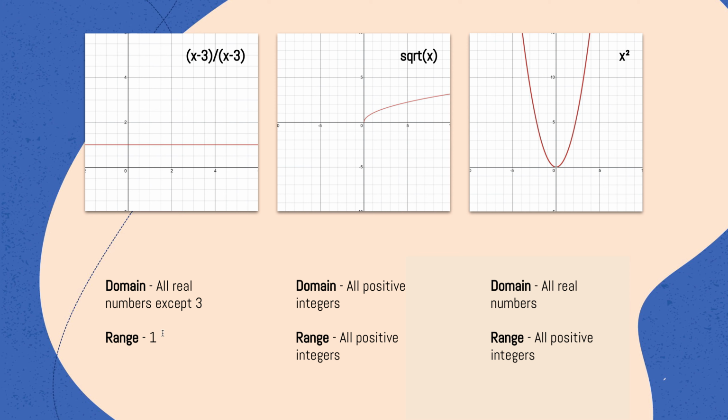Similarly, there is another thing which is known as range, which is the set of values which exist in the output. In this case, the range is 1 because that's the only value which the function outputs. No matter what you put as x except 3, the numerator and denominator would be equal in magnitude. That is why the function's output would always be 1. That's why the range is 1.